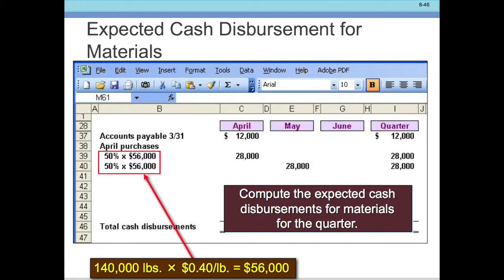So our April is 12,000 that we already owe, plus the 28,000 for half of the purchases during the month of April. So our April cash outflow or disbursement is simply the two added together for a total of $40,000.